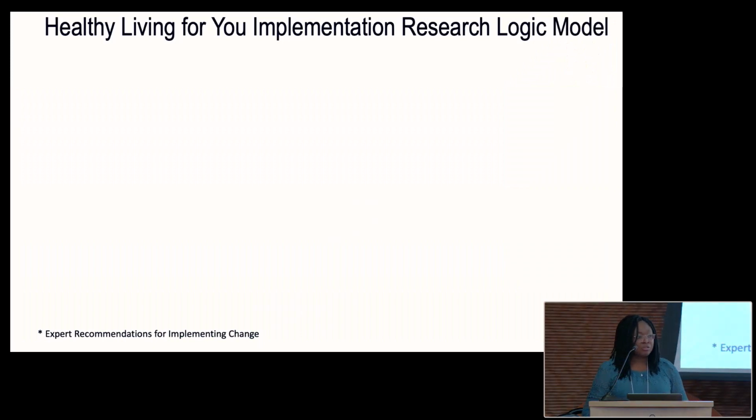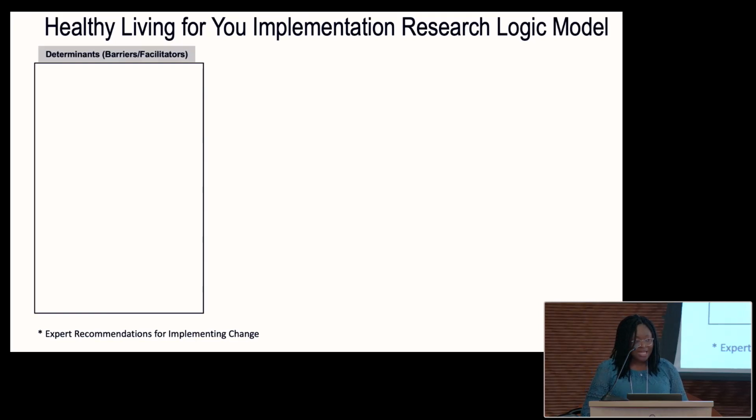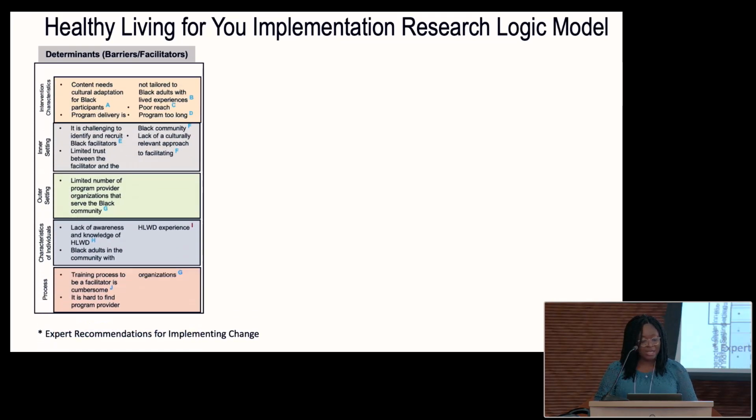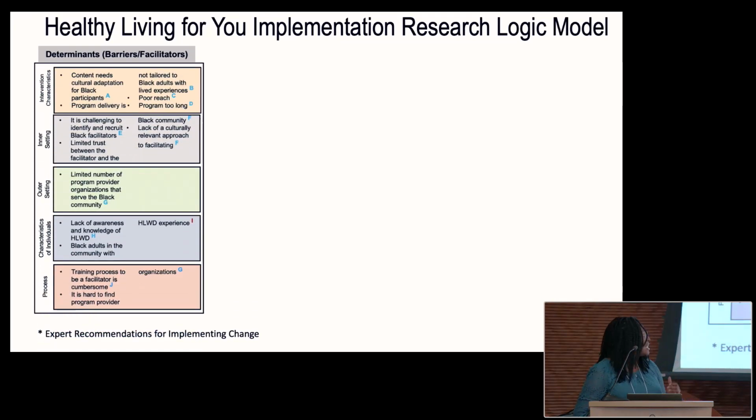Okay, so now I'm going to walk you through the process of our Healthy Living for You implementation research logic model. And so kind of like what JD talked about, we started off with what exactly our determinants, what are our barriers and facilitators. And as you can see here, we kind of color-coded our barriers. And you can see that where you have the blue coding is actually the barriers. And then the I, which is colored red, was the facilitator. And so what you can see is there's a lot of barriers, right? Because we only have one colored red.